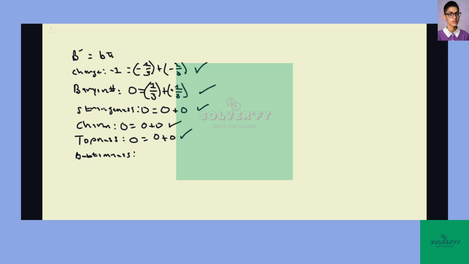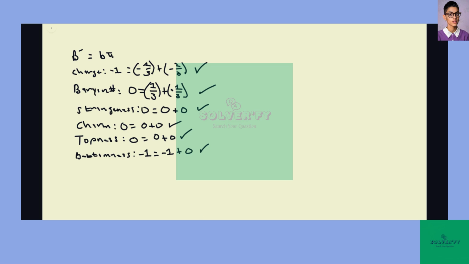Bottomness. Now, the B meson has a bottomness of -1, and the bottom quark has a bottomness also of -1, and the up quark has a bottomness of 0. So that's also conserved. So this is physical. So this is allowed. It's an allowed combination.